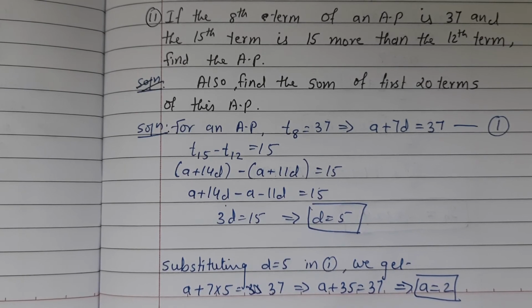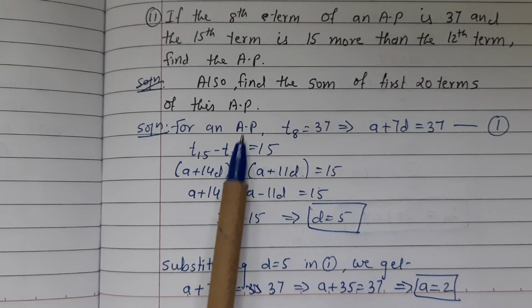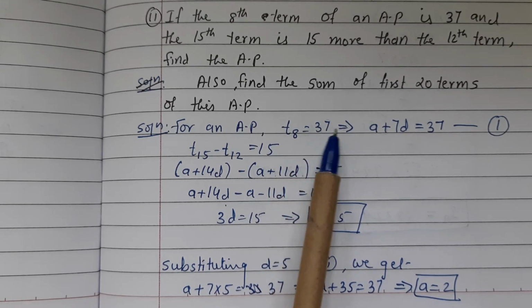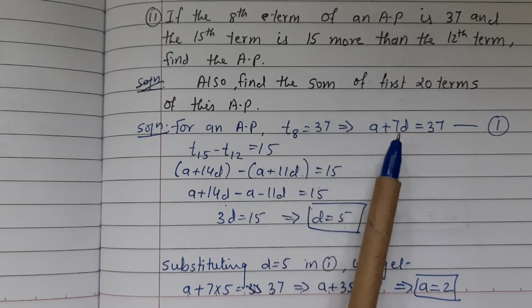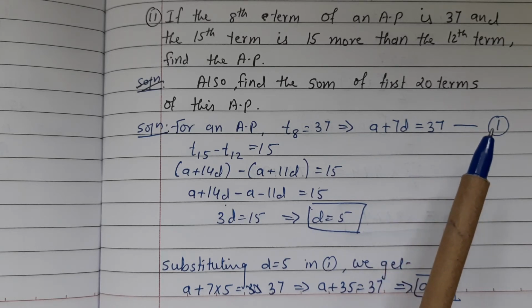Sum number 11. If the 8th term of an AP is 37 and 15th term is 15 more than the 12th term, find the AP. Also find the sum of first 20 terms of the AP. For an AP, 8th term means T8 equal to 37, means A plus 7D equal to 37. Let that be equation 1.